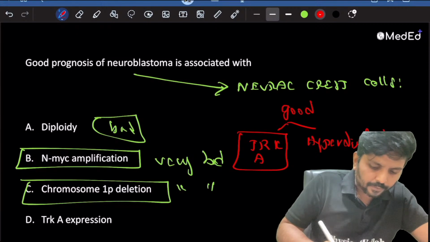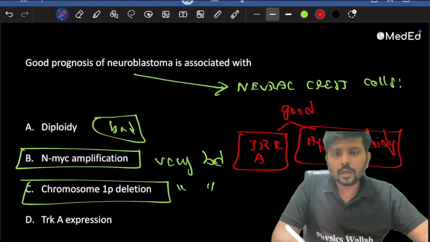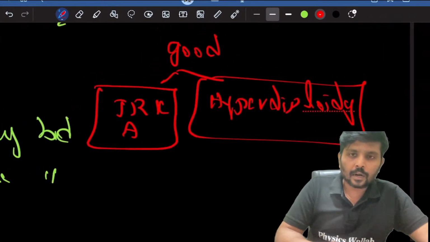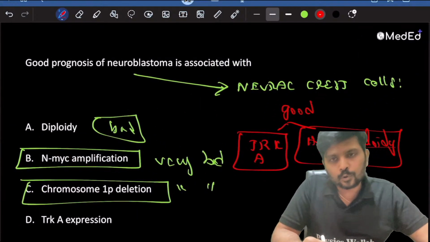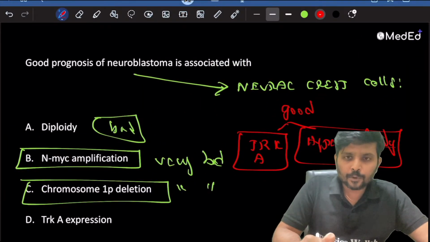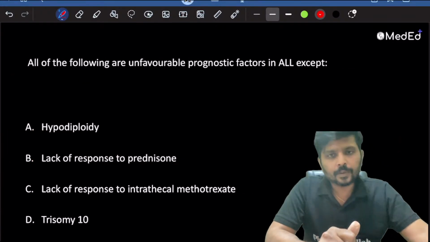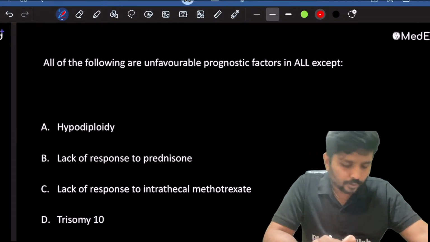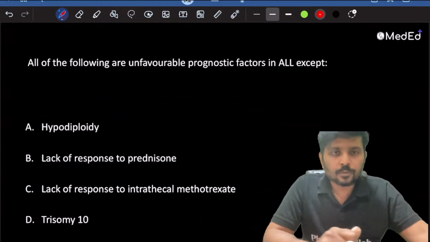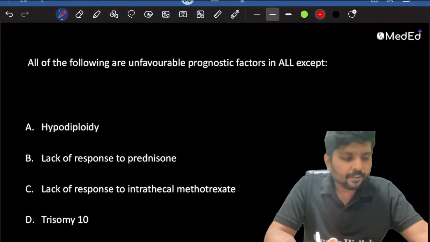So the rest of the associations are all associated with the poor prognostic factors. What? Poor prognostic factor. Right. So neuroblastoma is over. Now, all the following are unfavorable prognostic factors in acute lymphatic leukemia except.